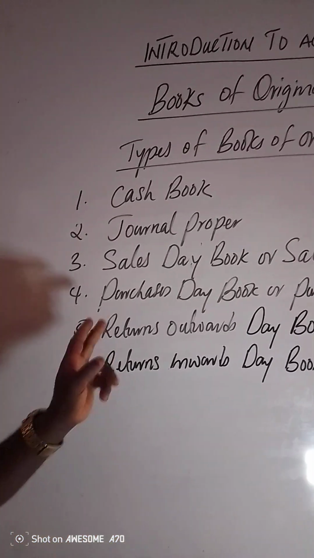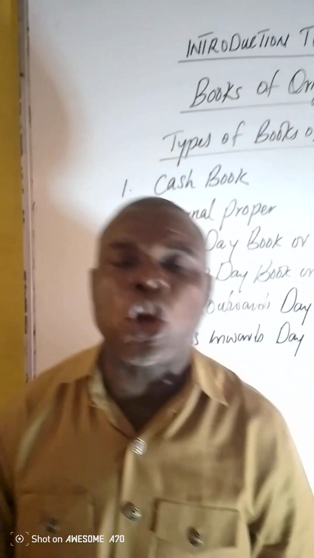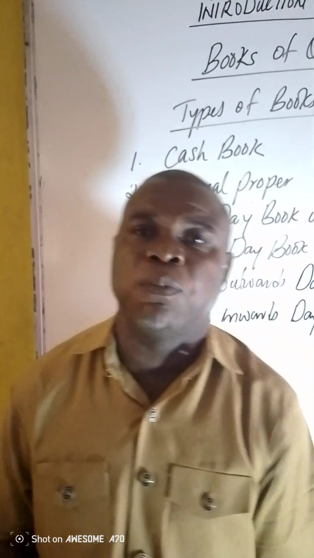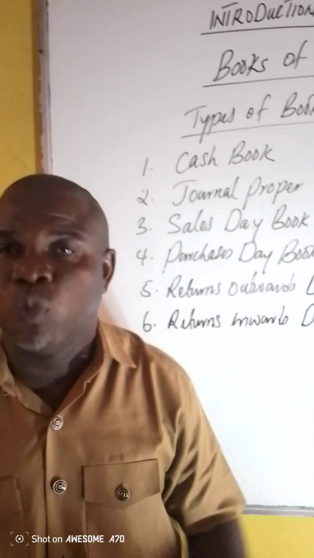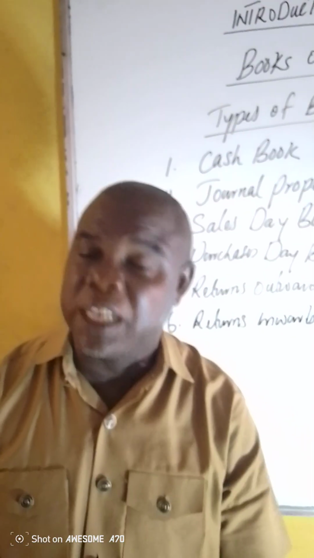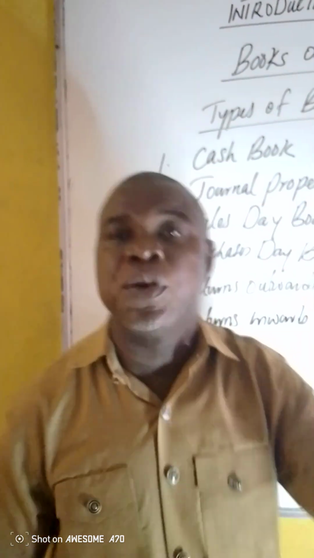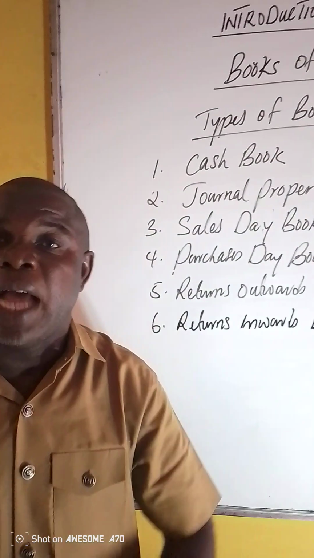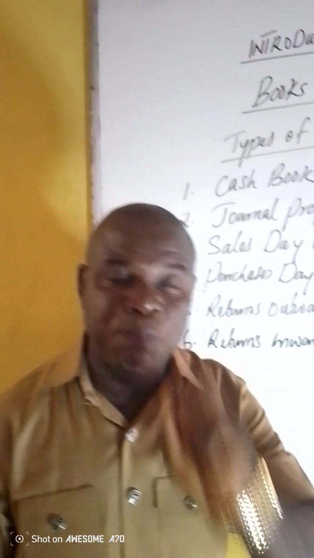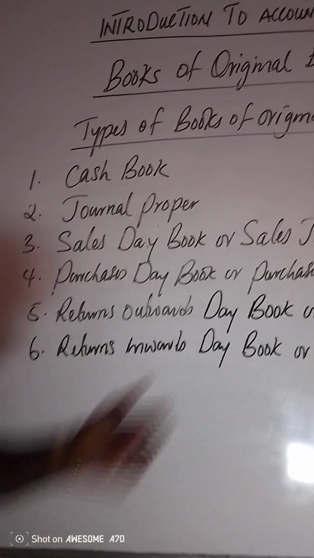The next one is the return outward day book. The return outward day book is a book of original entry into which all goods that were purchased by the business and are being returned to the supplier are recorded. I'm still emphasizing: it is goods purchased by the business and returned to the supplier that you record here. If you purchase a motor van and then take it back, please don't take it to return outward. The emphasis is goods that have been purchased by the business and returned to the supplier. You record them in the return outward day book.